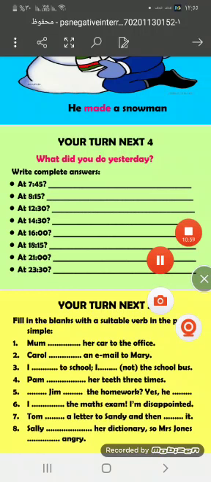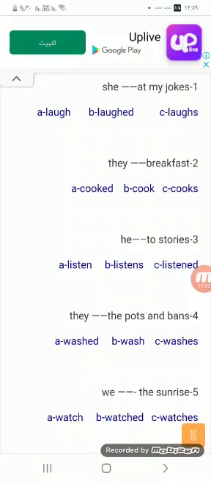If you want to make negative, we use not. We put didn't before the verb, and the verb after it is infinitive. If you want to make a question, we start with did, and after it, verb infinitive. Now let's take an exercise to see if you understood or not.